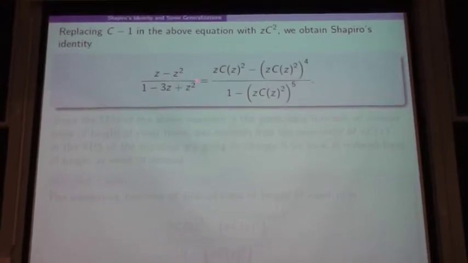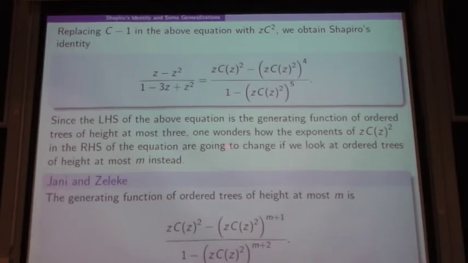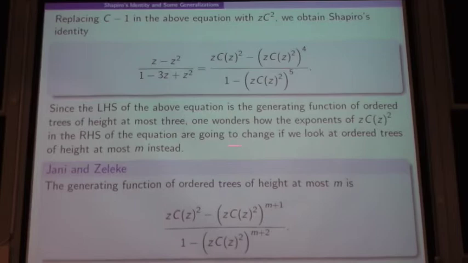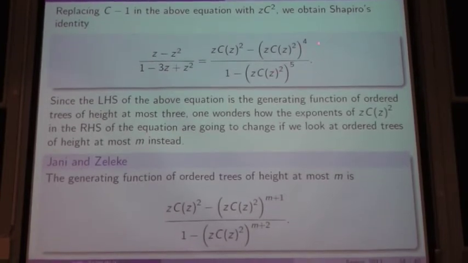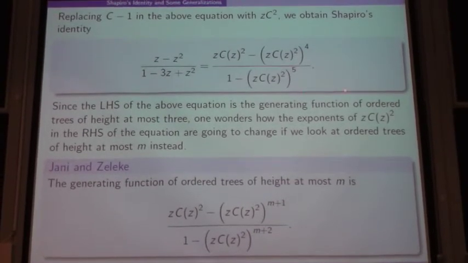Other than the skinny tree business, these guys also count ordered trees of height at most 3, right? So when you have a generating function for ordered trees of height at most 3, and you have this more Kaplan type thing with exponents 2, 4, and 5 here, you might be curious to ask, what if we consider ordered trees of height at most m? How will those powers change? And it was not difficult for us also to obtain.